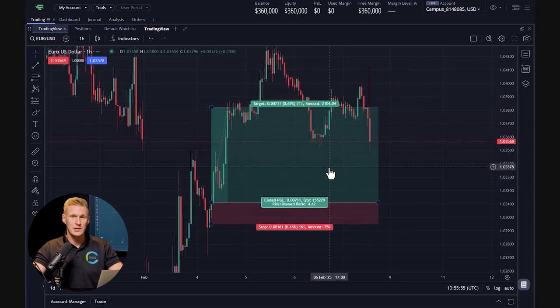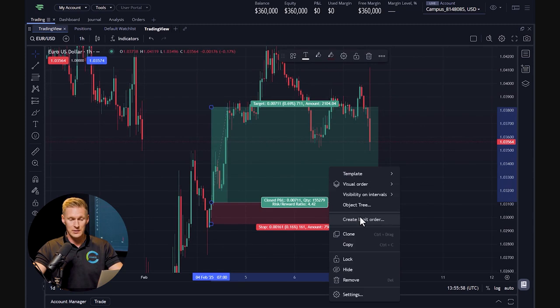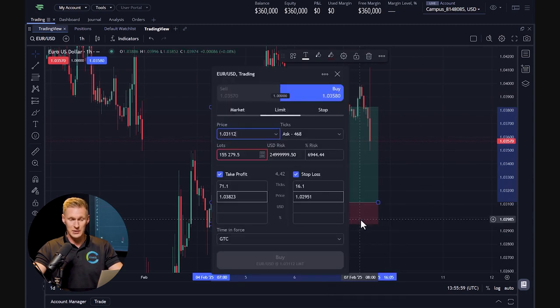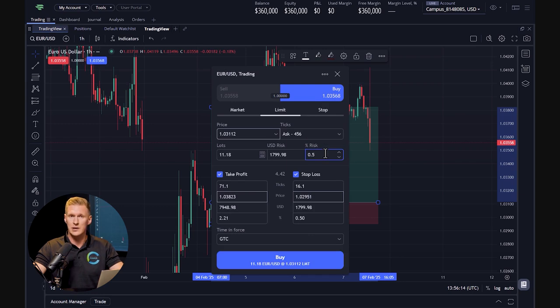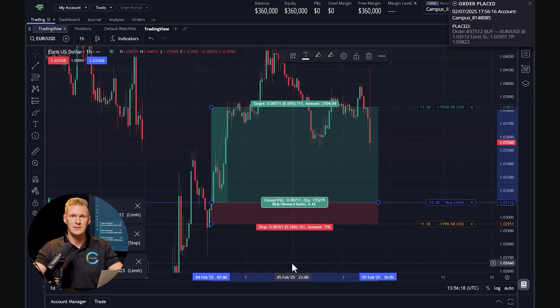Okay, and let's show you. That's a right-click, create limit order, and then you can see, yes, the price is already here, the target is here, the stop loss is here. We just have to adjust the risk size. And here, let's go with 0.5%, okay? And one click, that's it. So easy it is to set a trade on a Campus trading platform.